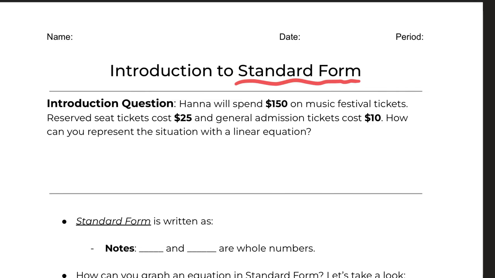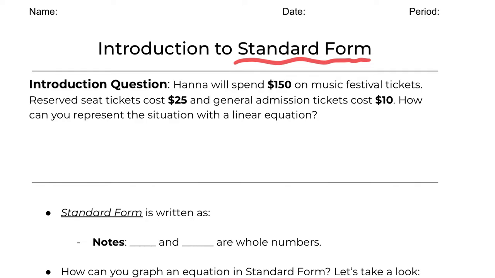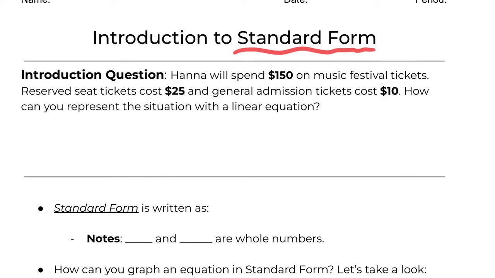I want to start with a word problem because this shows the intuition behind using standard form, not just what it looks like graphically, but how you can actually use it in the real world. So let's look at this first question. It says Hannah will spend $150 on music festival tickets. Reserved seat tickets cost $25 and general admission tickets cost $10. How can we represent this situation with a linear equation?